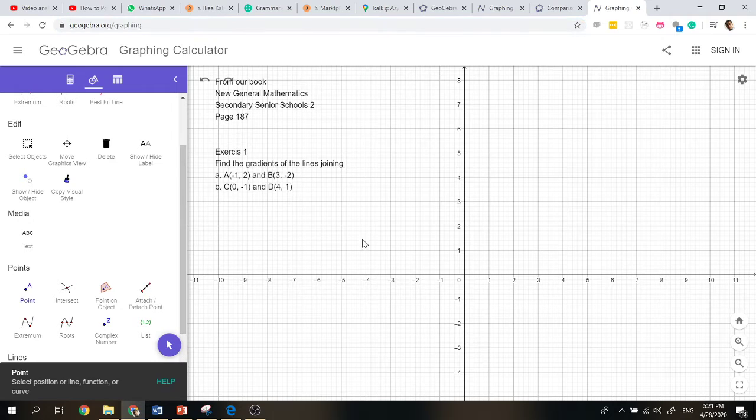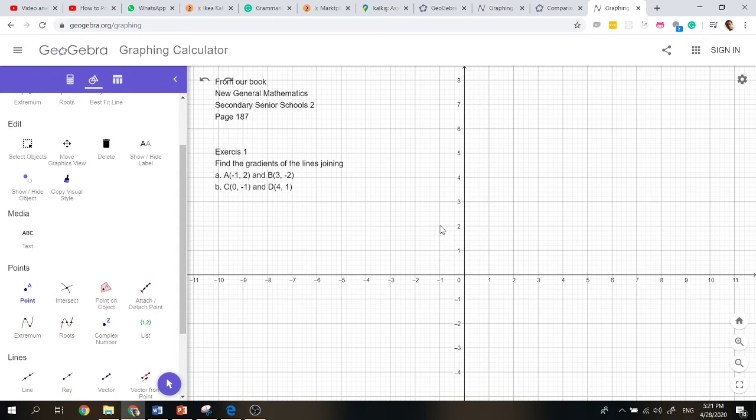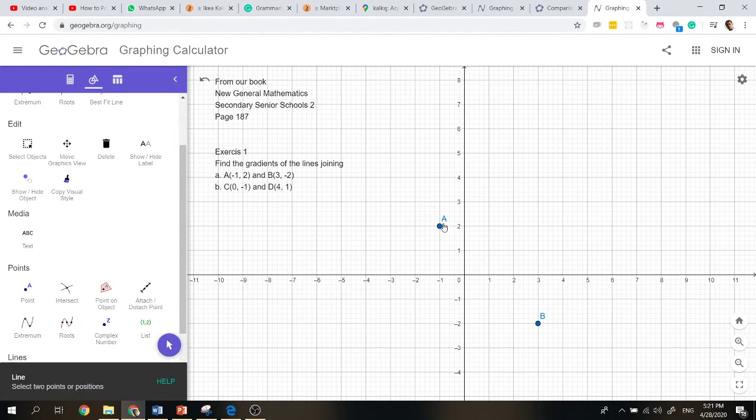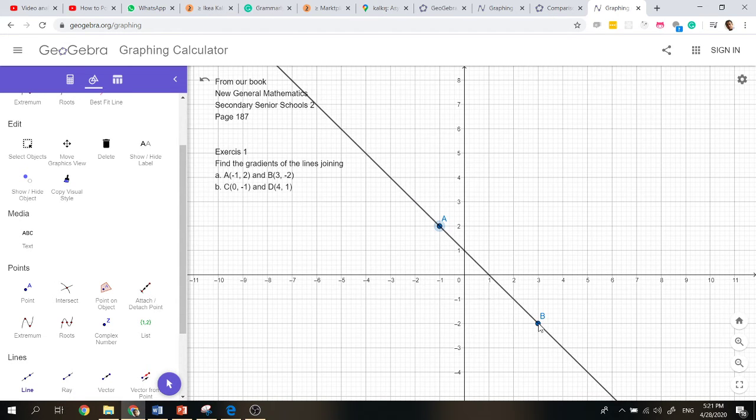Now point A, let's put point A (-1, 2). It means you are going to move 1 to the left and 2 up. That's the point. Then B is 3 to the right and 2 down. That's the point. And let's draw our line. Here will be our line.